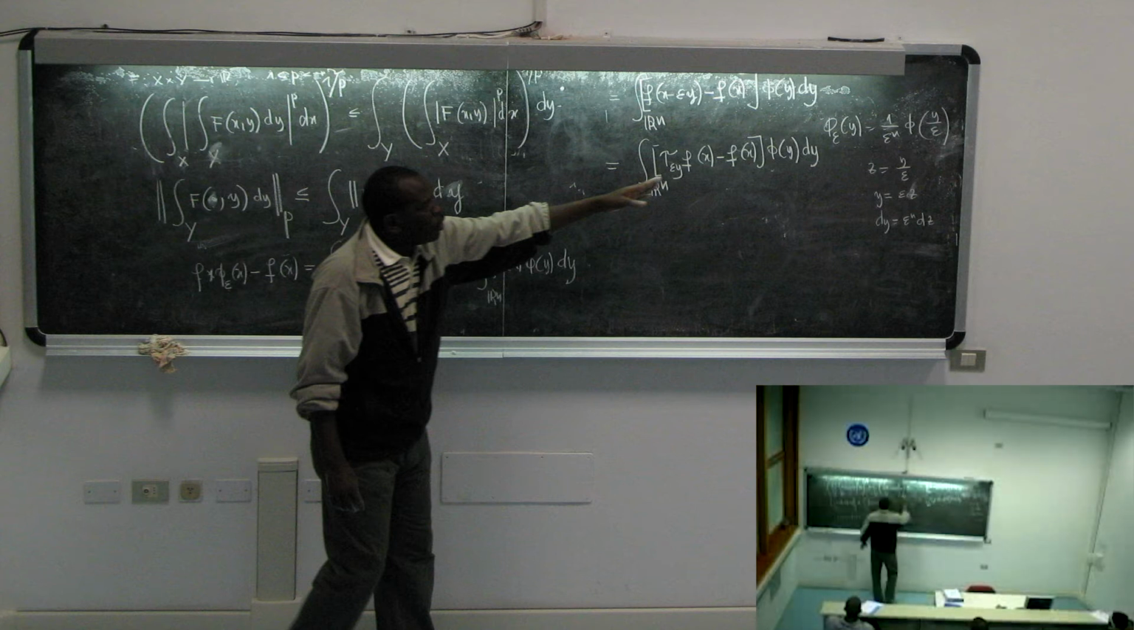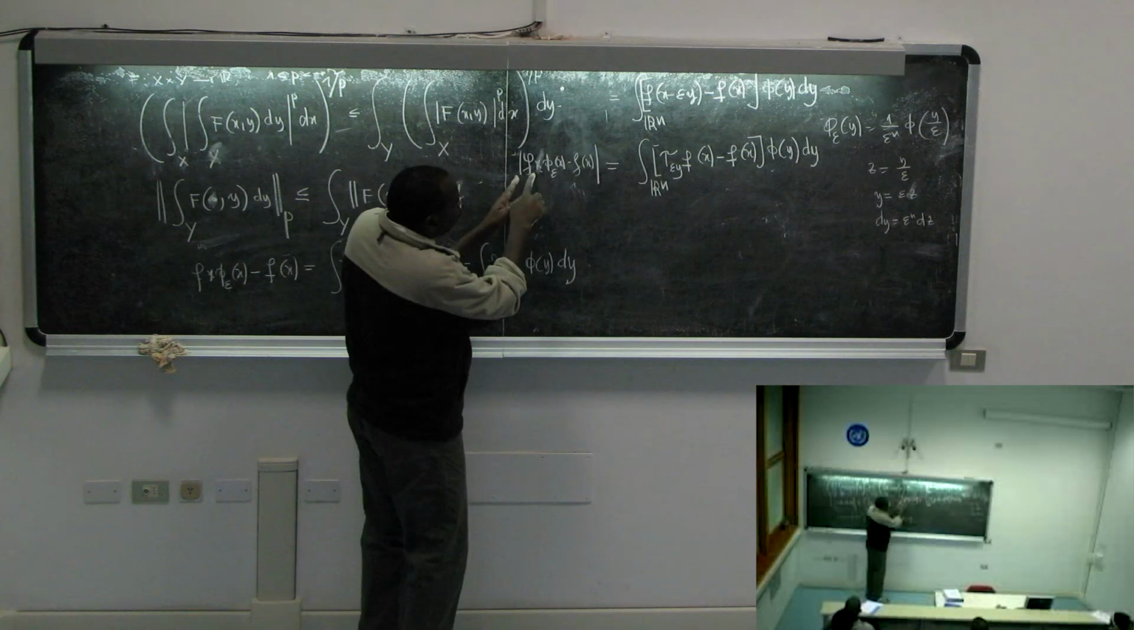Because look at this term, we compute f star of x minus f of x. This is what we get here. Now I want to evaluate the norm of f star phi epsilon minus f in LP. So if I use the Minkowski inequality, what is Minkowski inequality here?